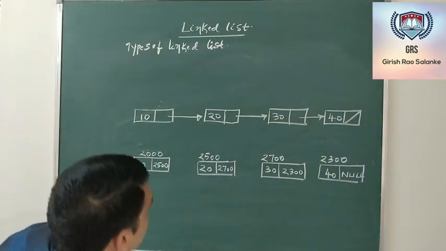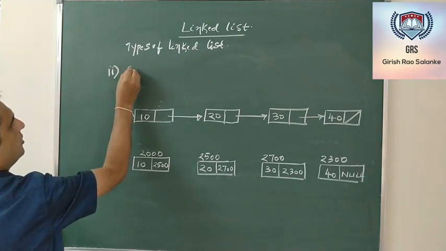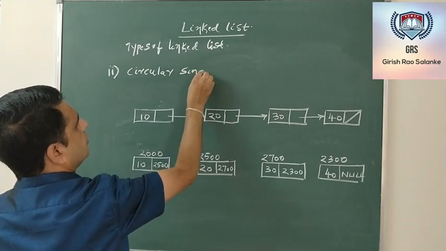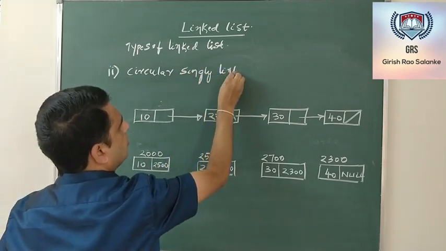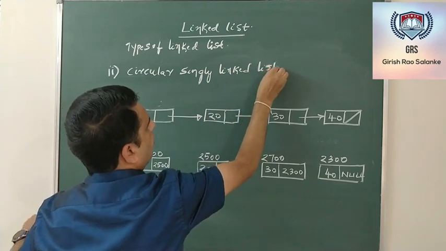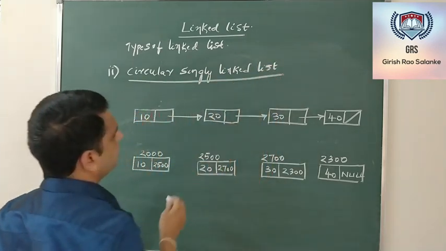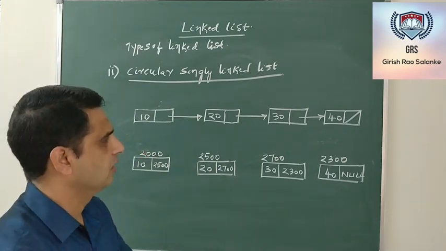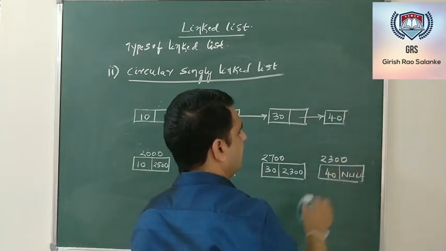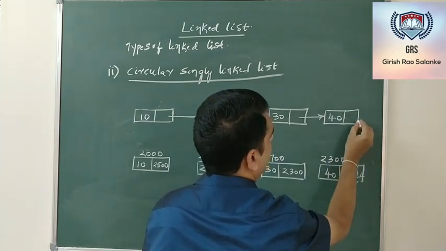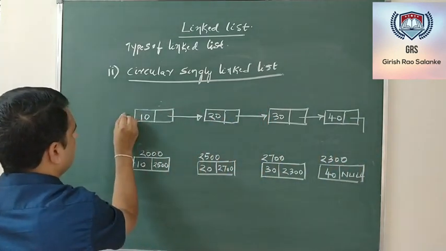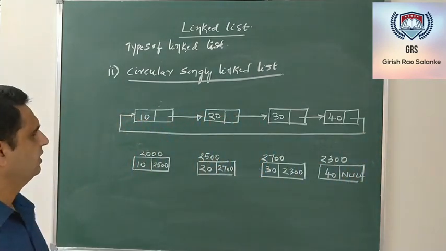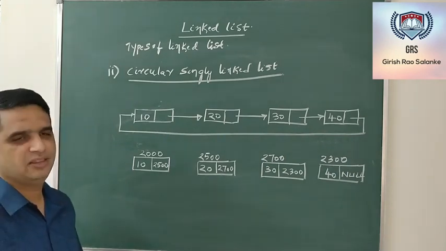The second type of linked list is called circular single linked list. Now, in case of a single linked list, you might have noticed that the address field of the last node was having null. Now, if you make the address field of the last node, instead of having null, point to the first node, then we say that it is a circular single linked list.